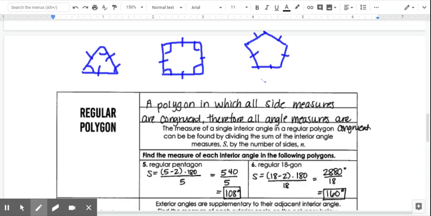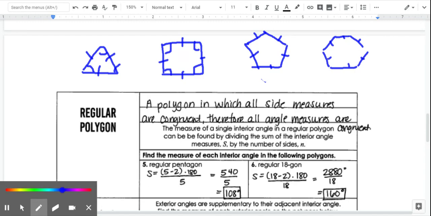So all sides are the same. Hexagon would look like this, and so on. All sides are the same. These are all regular polygons.